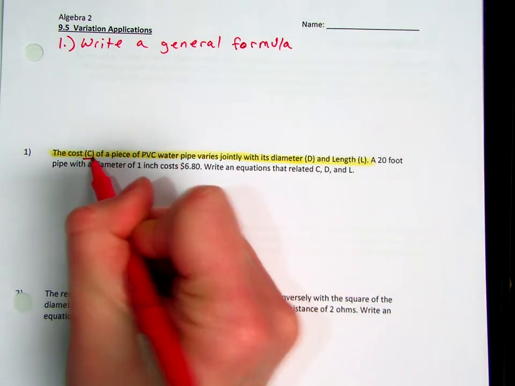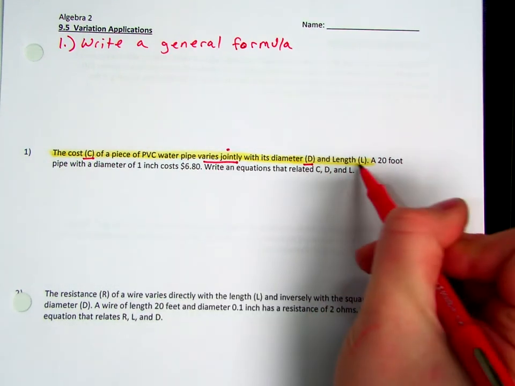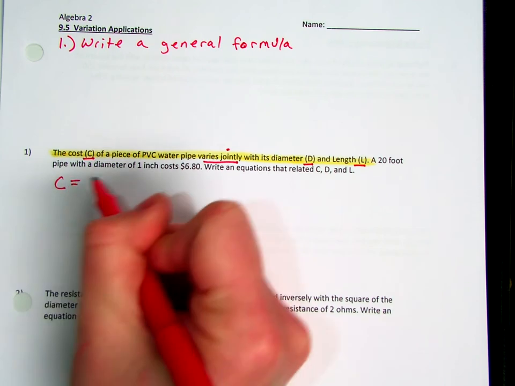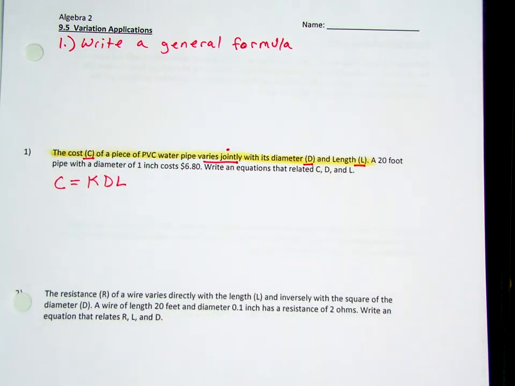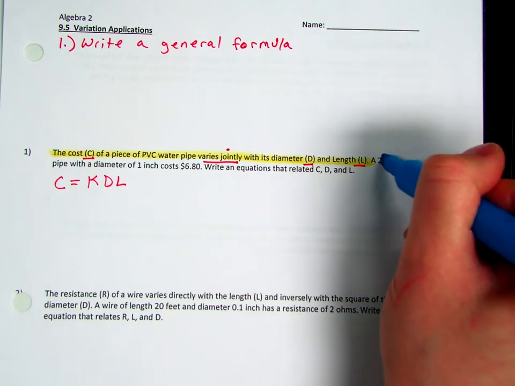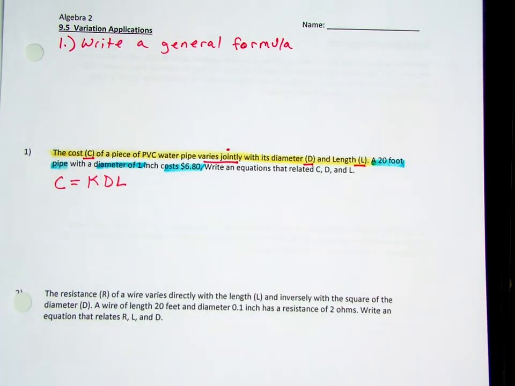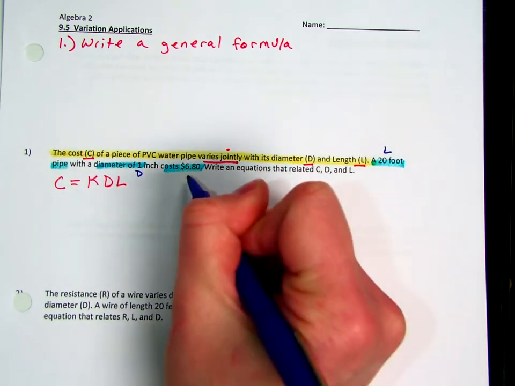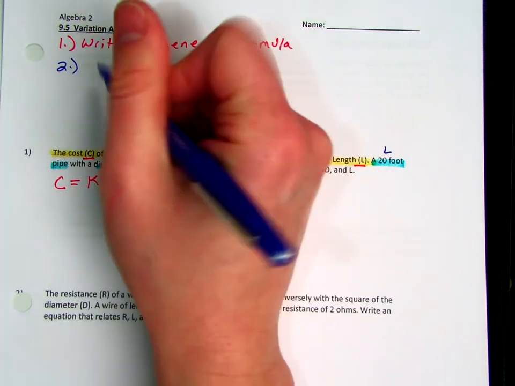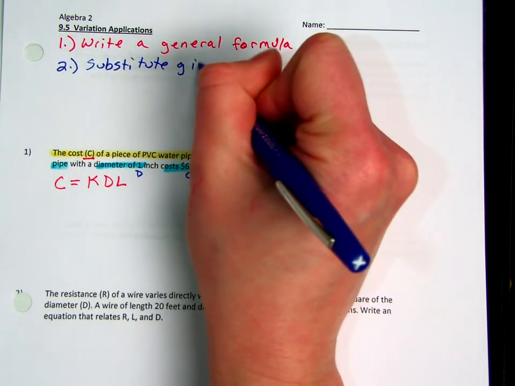In this case, C varies jointly, which means we're going to be multiplying by multiple things, in this case the D and the L. So we have C equals K times D times L. Then the rest of the information can start getting put in. A 20-foot long pipe with a diameter of 1 inch costs $6.80. So this is giving me the information to plug in, where the 20 is the L, the 1 is the diameter, and the cost is C. So step 2 will be to substitute the given values.